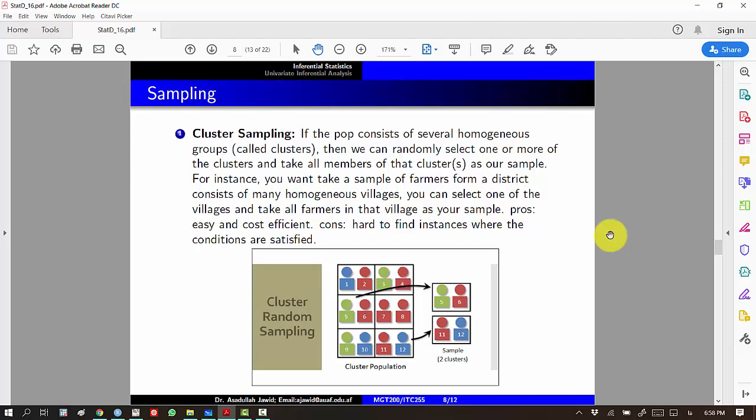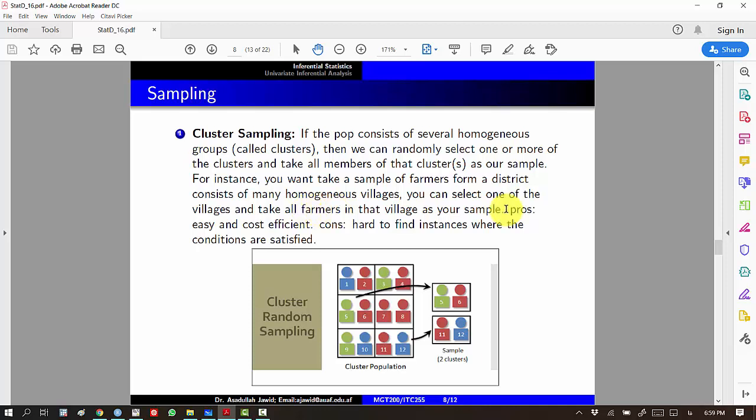In cluster sampling, the population consists of several homogeneous groups. Each of these groups is called a cluster. Then what we can do is randomly select one or more of these clusters and take all members of those selected clusters as our sample. For instance, you want to take a sample of farmers from a district consisting of many homogeneous villages. Then you can select one or more of these villages randomly and then interview all farmers in those selected villages.